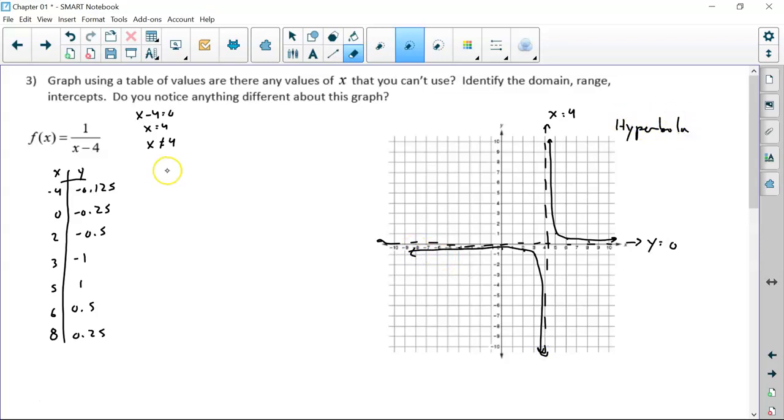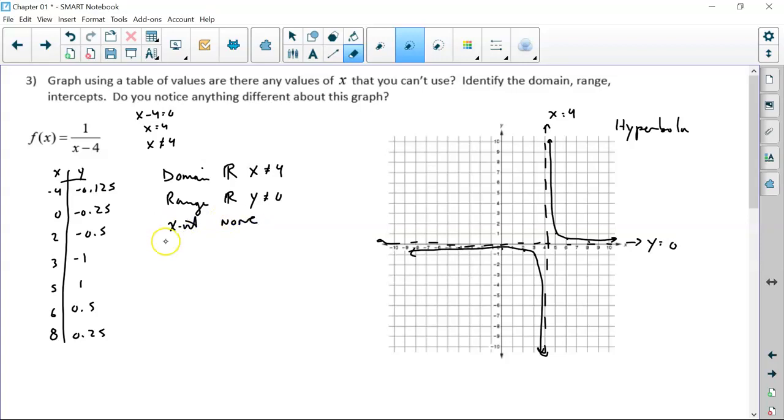So if we look at our domain, our inputs, all real numbers as long as x does not equal 4. Our range, our outputs, all real numbers as long as y does not equal 0. X-intercept, you can see we never cross the x-axis. There is no x-intercept for this.